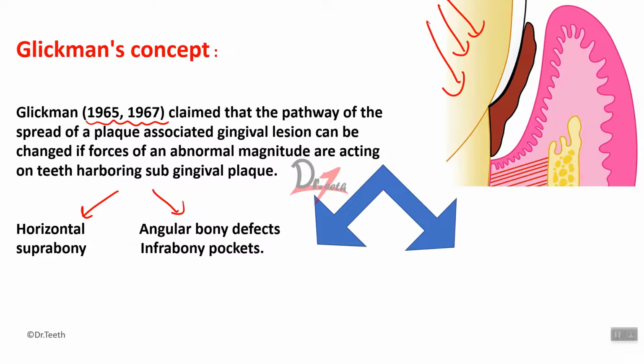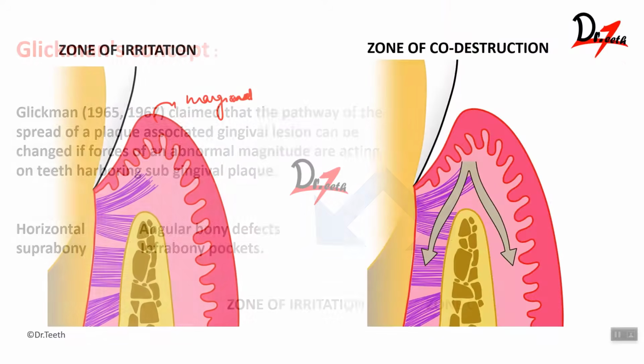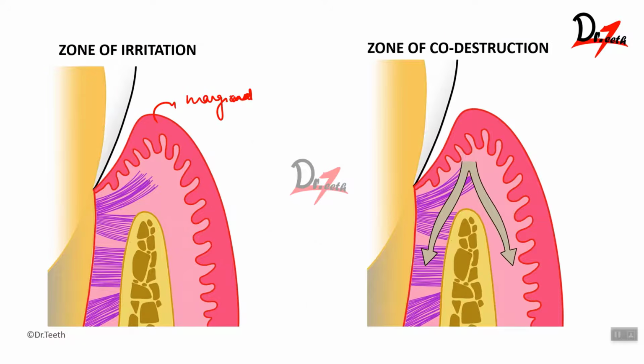So basically Glickman gave two zones. He gave the zone of irritation and he gave the zone of co-destruction. So basically the zone of irritation includes the marginal and the interdental papilla, and it is affected only by the plaque and the microorganisms which are present in the plaque.